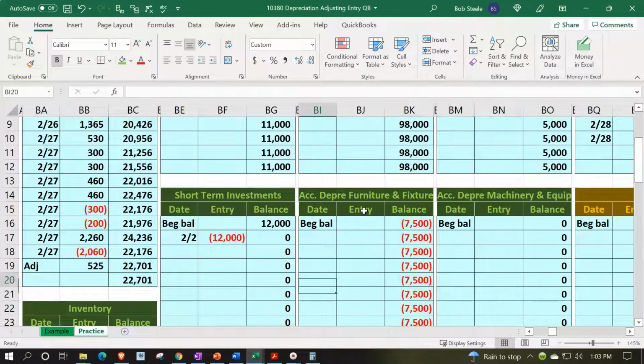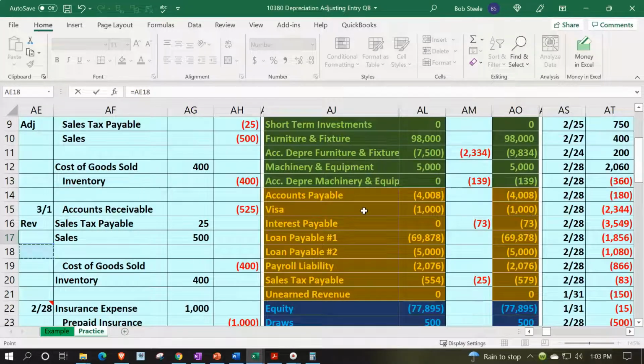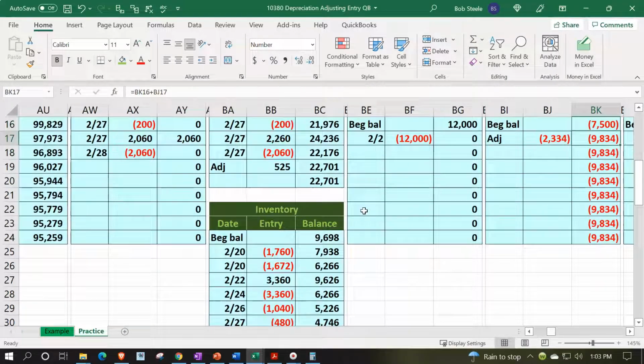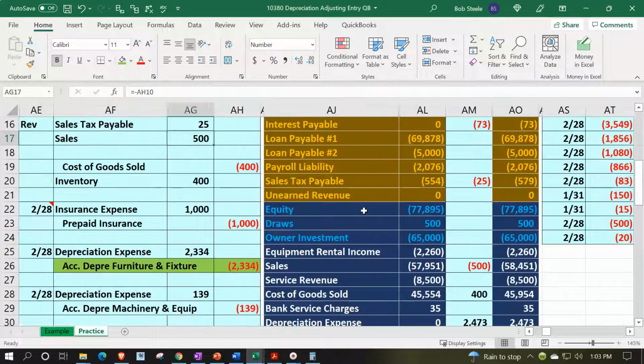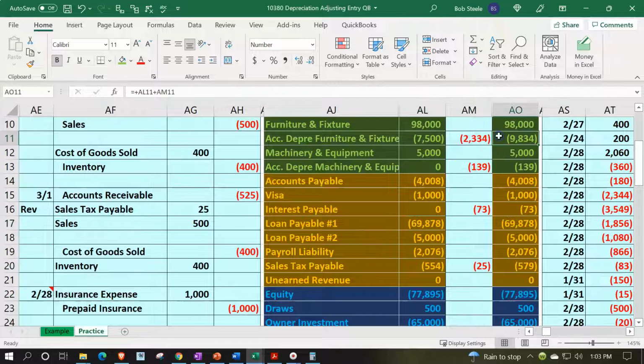We're in the ACCD pre. This is an ADJ entry. We're in BJ17 equals left until we hit that wall. Scrolling down, we're going to pick up the ACCD pre furniture fixture, bringing the balance up to the 9834. The 9834 should match what's on the trial balance here. The 9834 right there. That looks good.